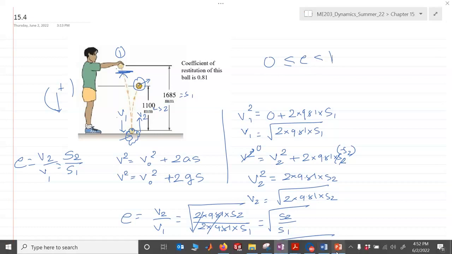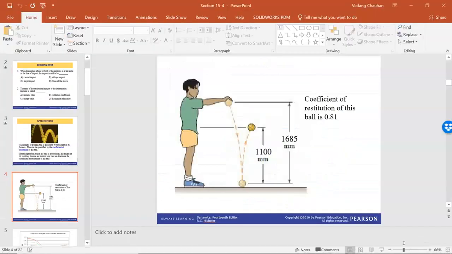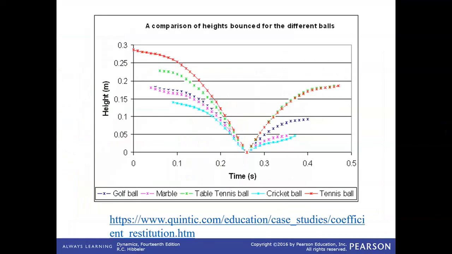So now we can go back to the presentation and look at a few more slides. This slide shows different coefficient of restitution values for different balls. You can see that the red one is for the tennis ball, which bounces back to much more height after being dropped from this height, while on the other hand, the cricket ball only goes up very little after it hits the ground, and the golf ball is somewhere in between.